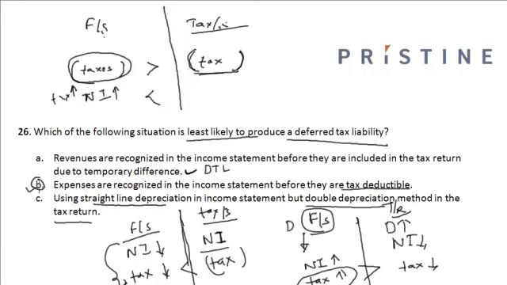And hence only option B is a situation where a deferred tax asset is formed. So option B is the correct option.